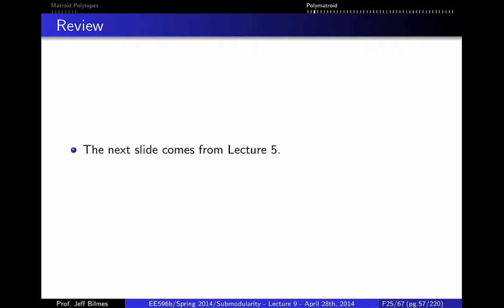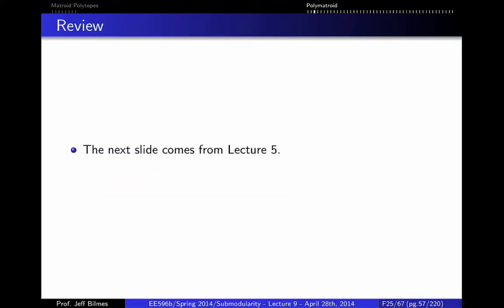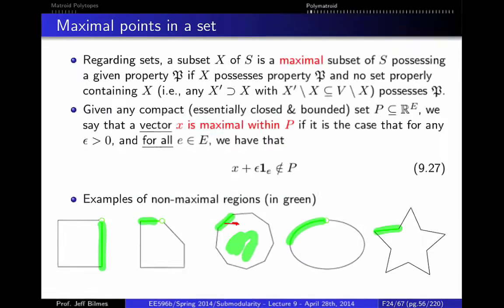So remember, let's harken back to the days when we were young and wild in lecture 5. Sorry. Oh, question. Yeah. This is just the definition. Just by definition.